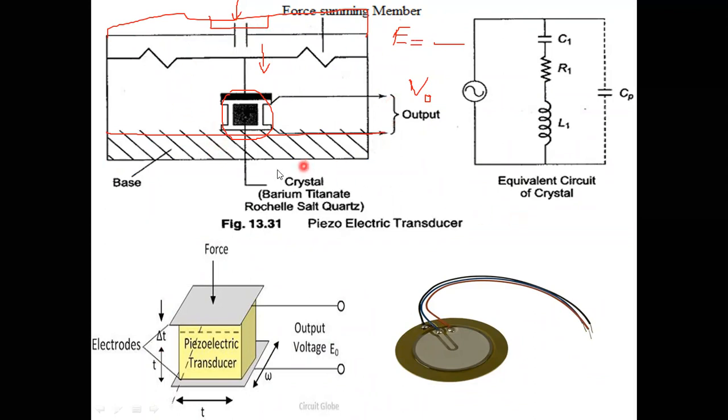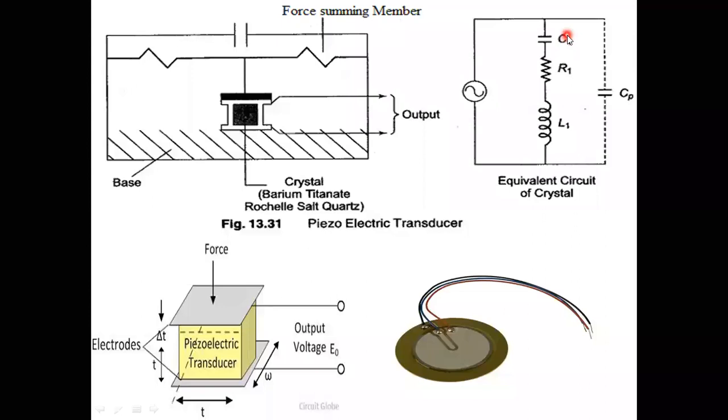This is the diagram for the piezoelectric transducer, and this is the equivalent circuit diagram for the quartz crystal. Here an AC excitation signal is given, RLC components are maintained, and one shunt capacitance. This is Cp, the shunt capacitance. R1, C1, L1 are in series, and one shunt capacitance is maintained. This is very important. You need to draw this one as well as this one.